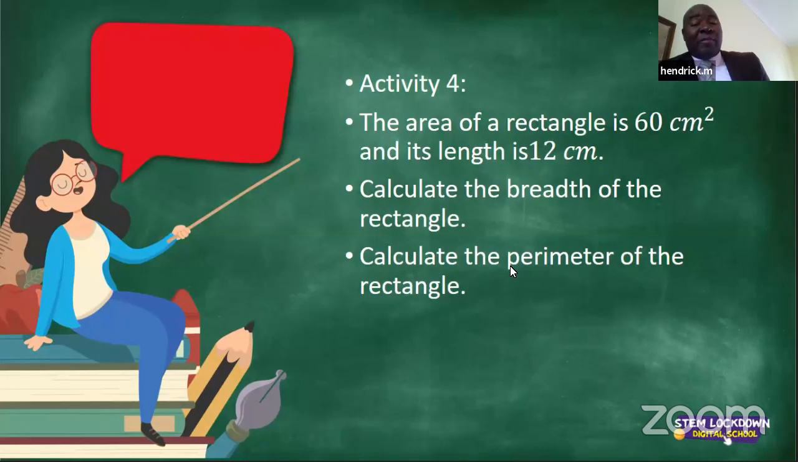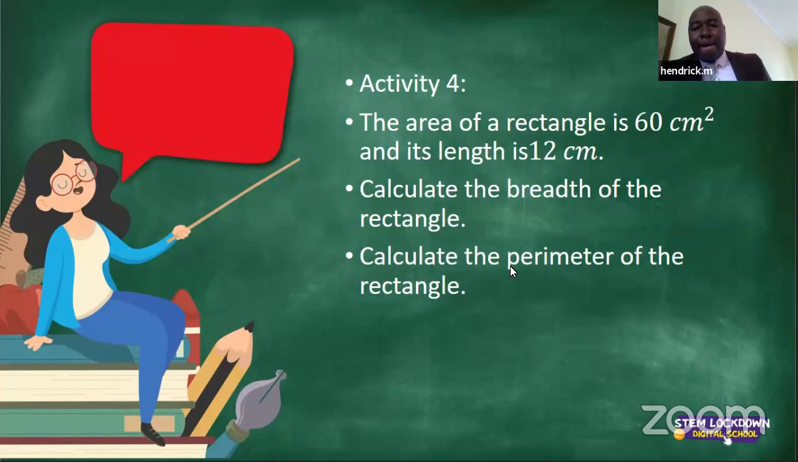If you multiply 12 by a number, meaning that if you multiply the length and the breadth, and the length in this case is 12, by a number which I'm not going to give you at this stage, 12 times a number will give you 60. What is that number which must be multiplied by 12?